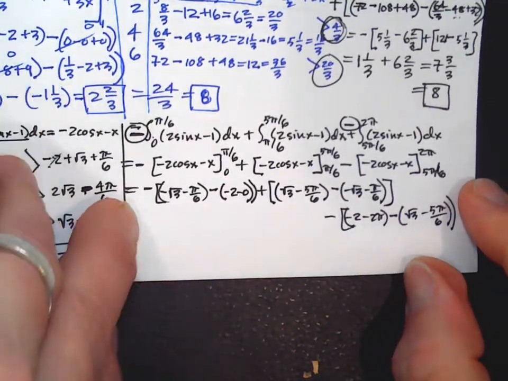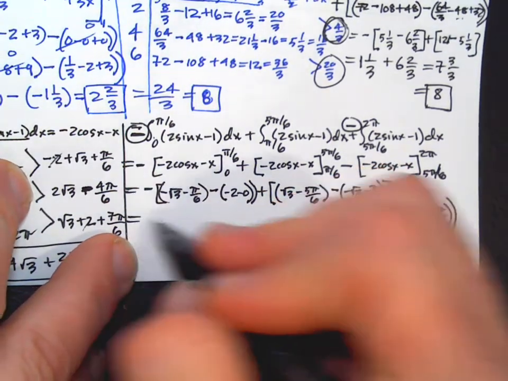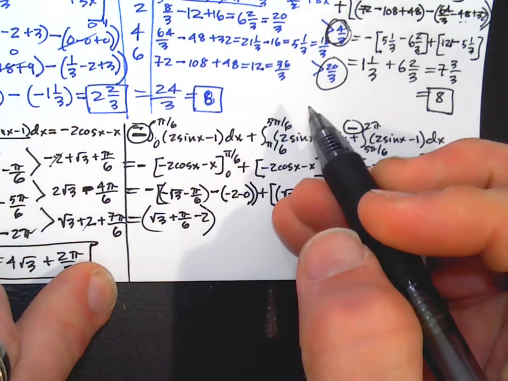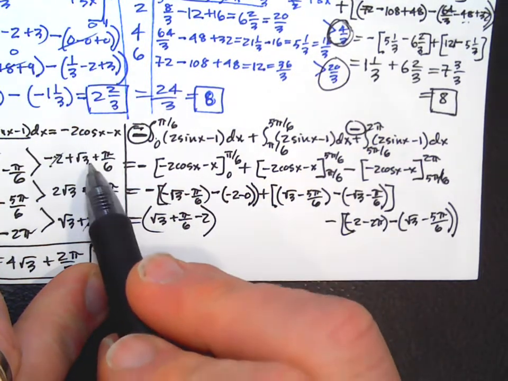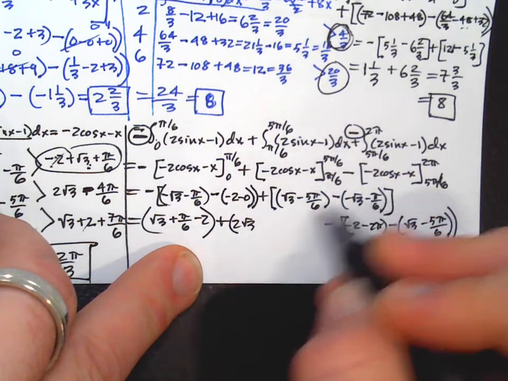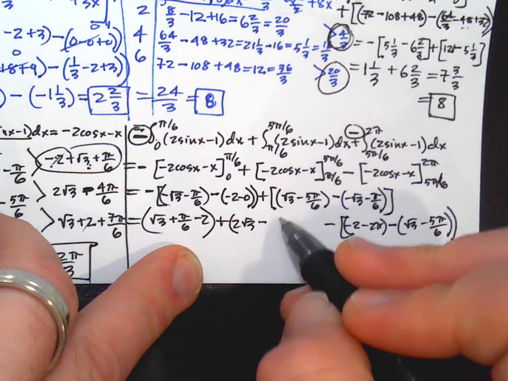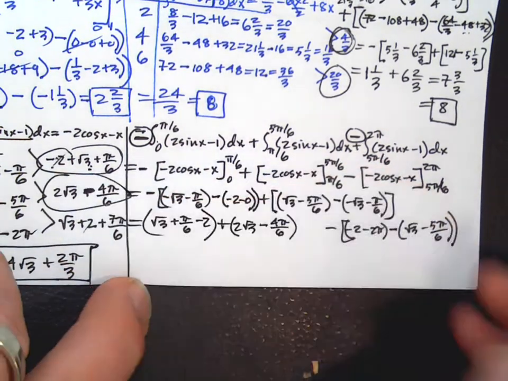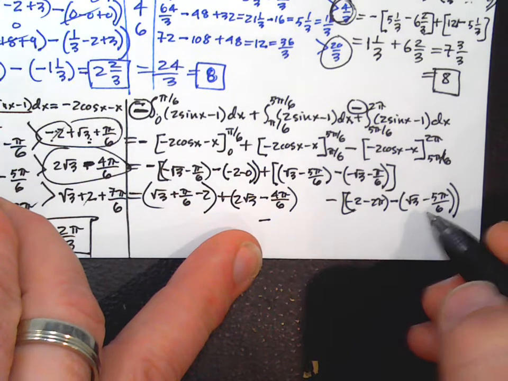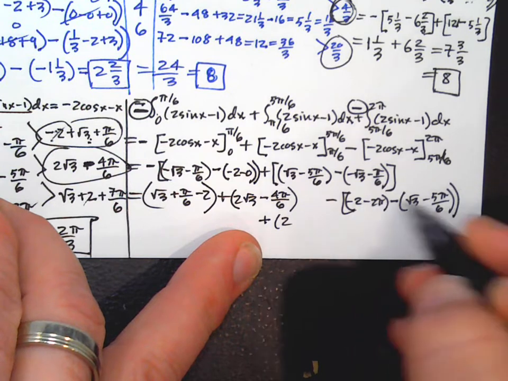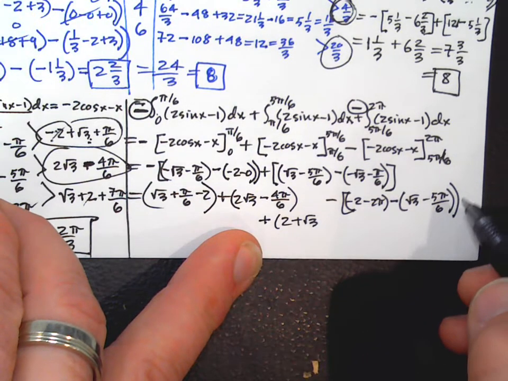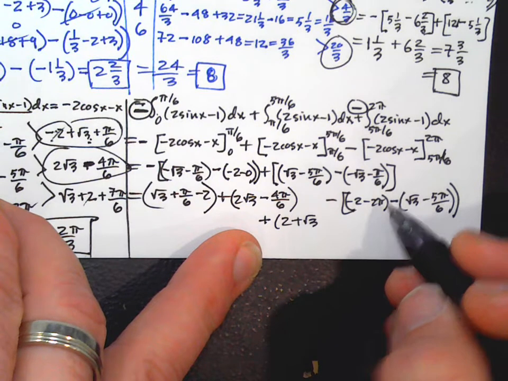Now we just got to get through the algebra, make sure we distribute negatives and everything correctly. So this is going to be positive 3 plus pi over 6 minus 2. What you'll notice is the same thing as this guy right here. The next one is going to be 2 root 3 minus 4 pi over 6. You'll notice that matches with that. Minus, or we could distribute it, I guess. So that's going to be positive 2, right? There's a minus, it's going to be plus root 3. And then it's going to be negative 7 pi over 6 plus 7 pi over 6.